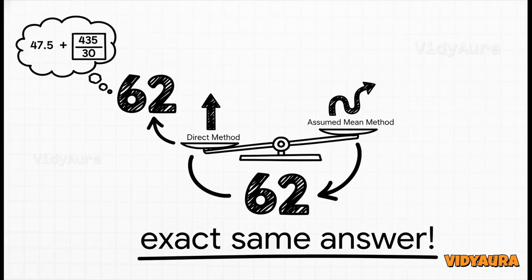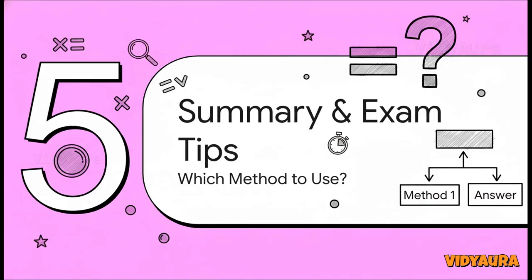We have our assumed mean, 47.5, plus our sum of fi di, which is 435, divided by the sum of fi, which is 30. So that's 47.5 plus 14.5, which gives us 62. Look at that! The exact same answer we got before, but we did it with way simpler calculations. Pretty cool, right? All right, so now you have two powerful tools in your toolkit to find the mean.